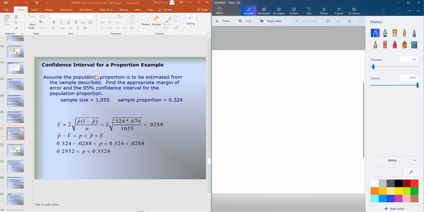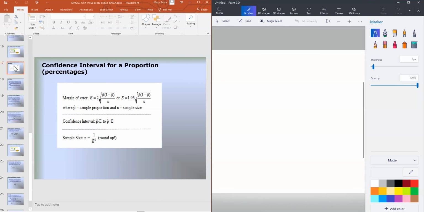Like on this problem that you see to the left, you see the keyword proportion in several places, and then instead of a sample mean, it gives you a sample proportion. The formula for this would be, let me go back and get you the formula slide.